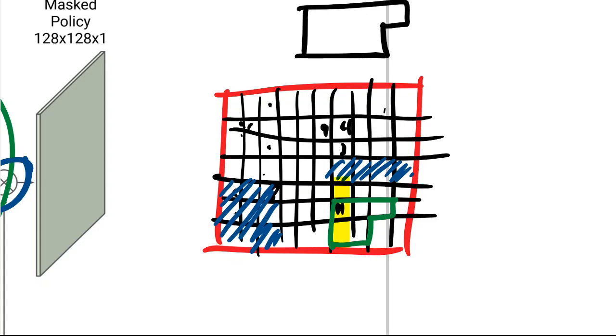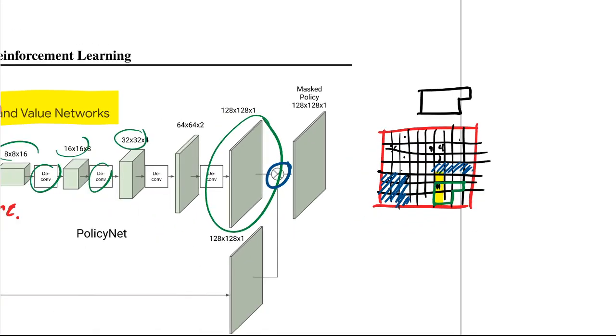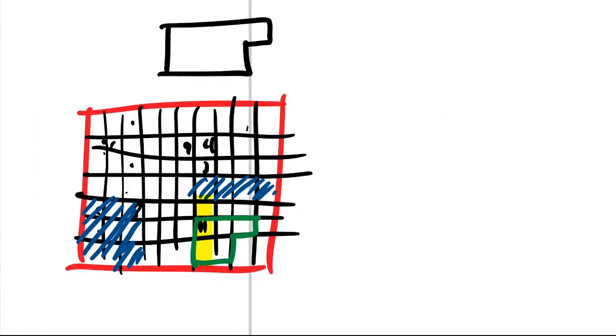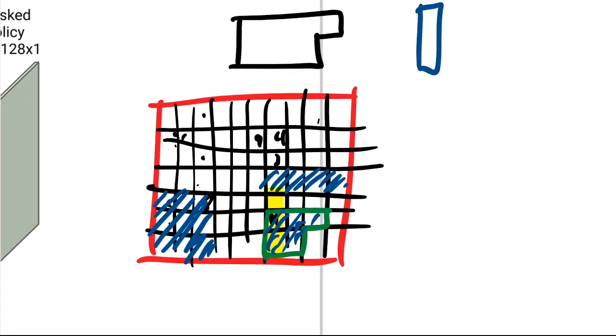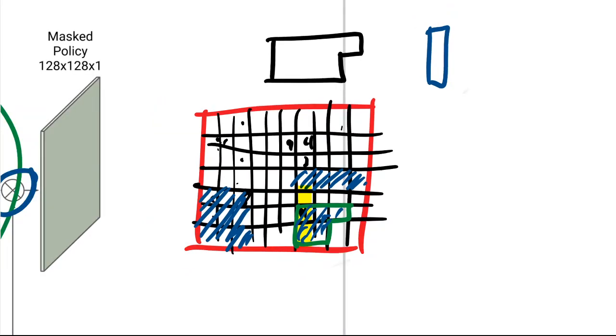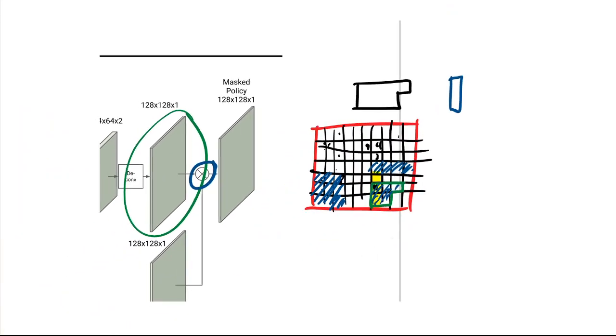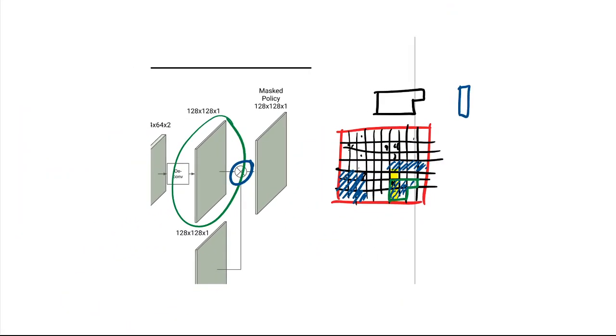Then you do the same thing again for the next piece. You would also mark this to be blue, so you can't place here. You evaluate your network again. Of course, you'll have a new shape, something like this. Then you ask the network, where would you like to place this? And you do this step by step by step until the entire netlist is placed.